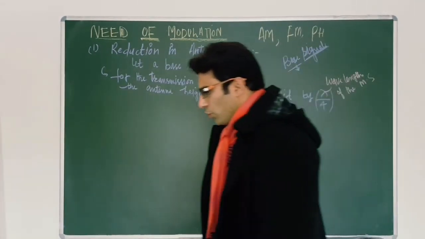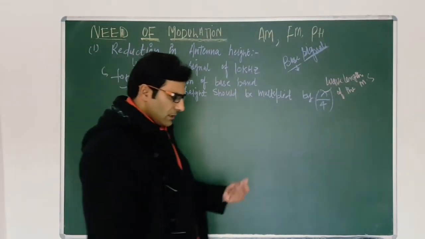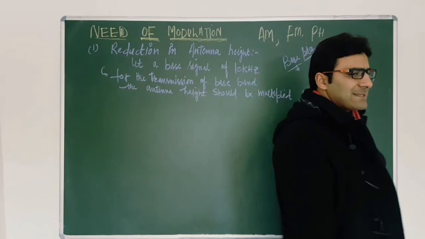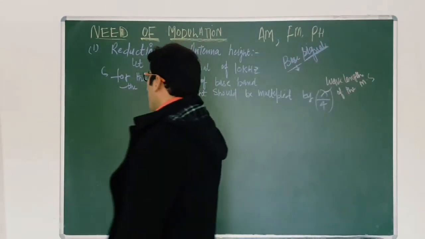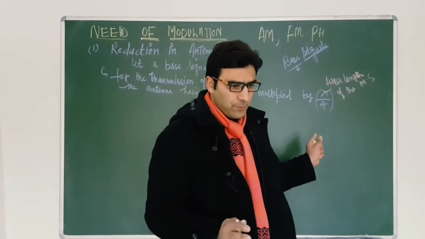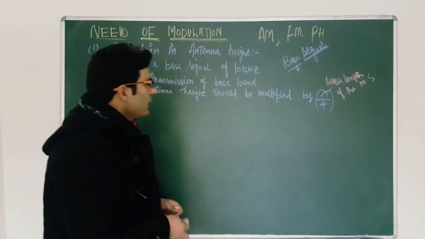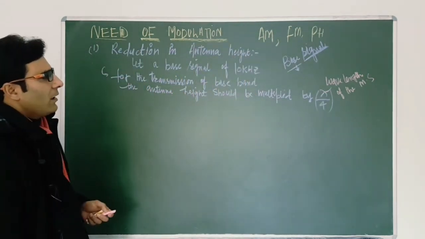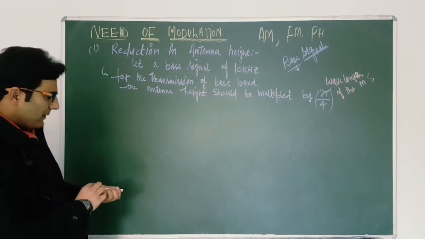Okay. So those who ask me where actually this lambda upon 4 comes from, they should see my last lecture in which we discussed lambda upon 4, and why the antenna height should be multiplied by lambda upon 4. In our previous lecture we have already discussed it. Okay, good. So lambda is wavelength and it should be divided by 4, lambda by 4, right?